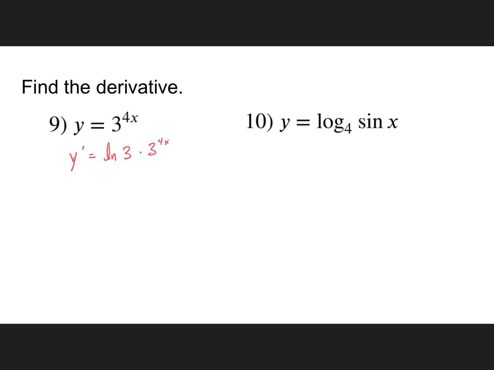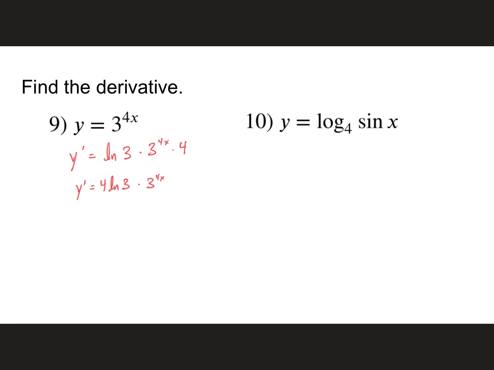Just like the derivative of e to the x is e to the x, when we have an a to the x in the problem, it's just this natural log of a that we have out front. And then don't forget the d Bob. So the derivative of 4x, which is just 4. So my final answer, which probably would be better written as 4 natural log of 3 times 3 to the 4x.